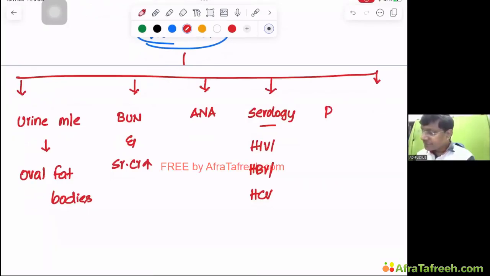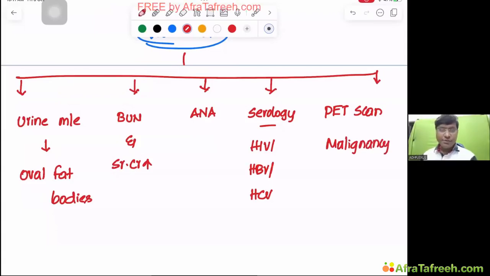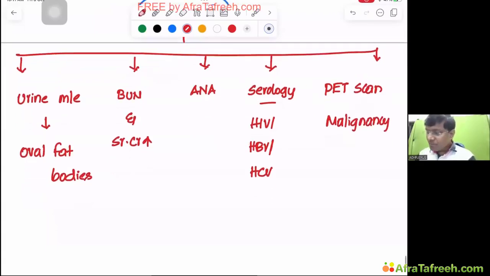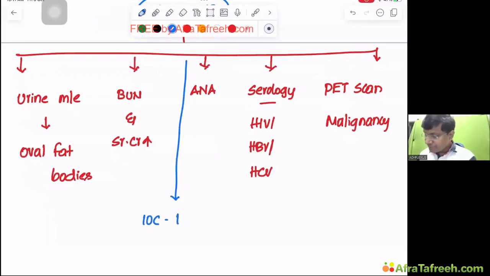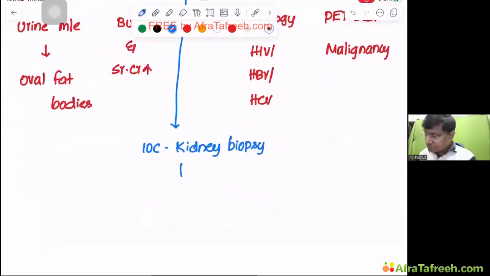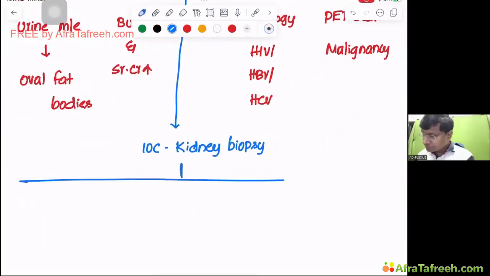Then PET scan. Why do you need to do a PET scan? That is mainly to look for underlying malignancy responsible for the development of membranous glomerulonephritis, because we have seen some tumors are also responsible. And finally, what is the investigation of choice, which will definitely tell you that it is membranous glomerulonephritis? The investigation of choice will be kidney biopsy. So please remember, in all the forms of your nephrotic or nephritic syndromes, the investigation of choice will be the renal biopsy.